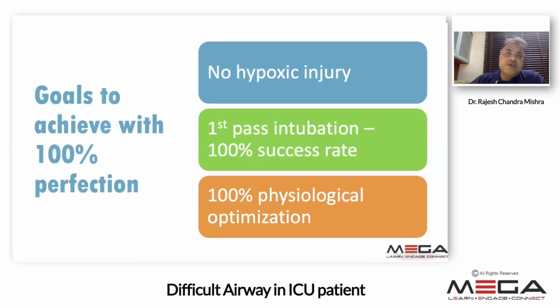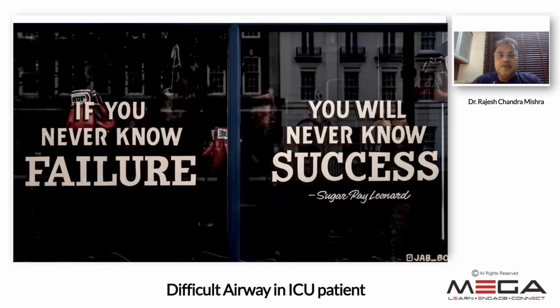What is our goal to achieve? The goal is to achieve 100% perfection, because we know that the risk of hypoxic brain injury or brain death or cardiac arrest is very high if the intubation is not appropriate. So no hypoxic injury. We should have first pass intubation success rate 100%. That's the ideal goal, and 100% physiological optimization. That's what we want to achieve in intubation.